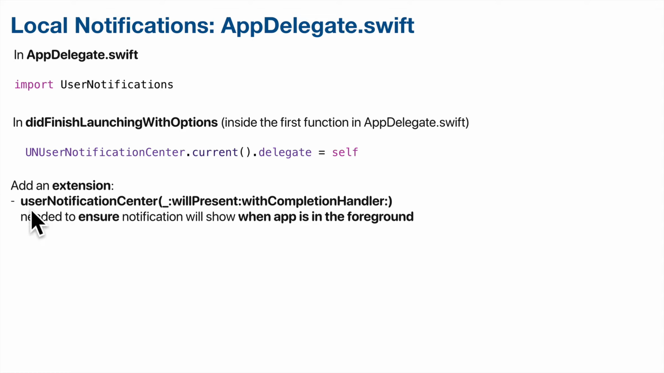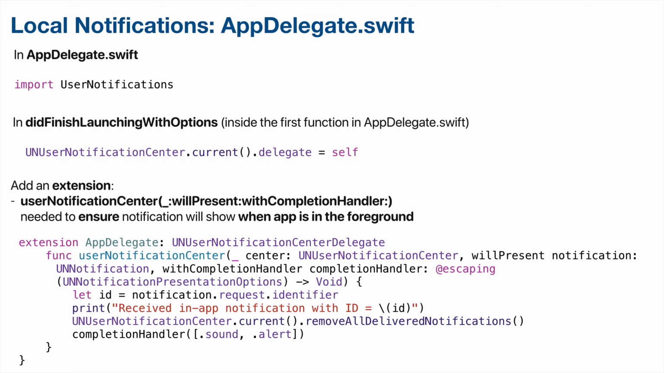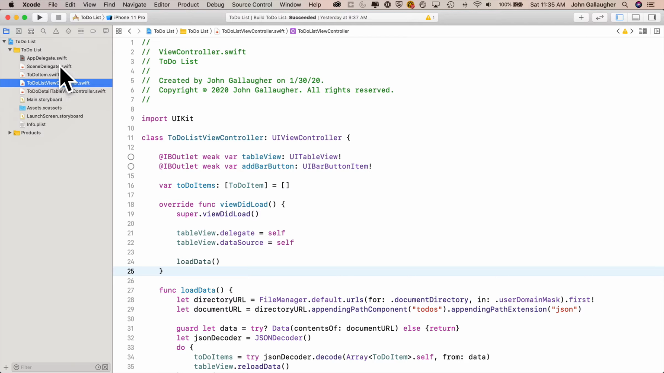If we want our app to show notifications when it's open, and we almost always do, we need to add a userNotificationCenter function willPresent with completionHandler. And we'll do it like this. We put a couple of extra things in this function, but for the most part, the function will be the same from app to app. So we'll get into AppDelegate.swift.